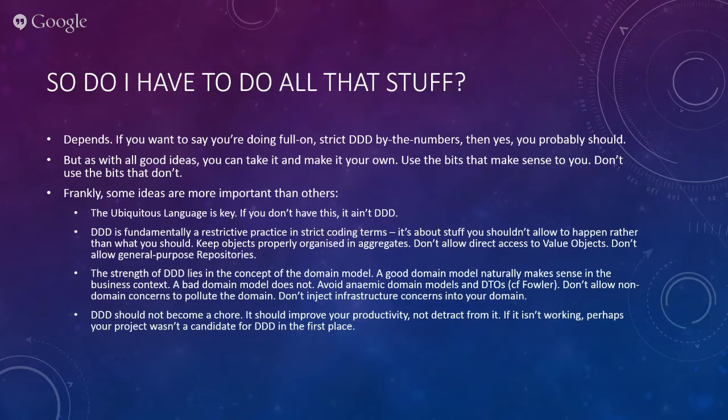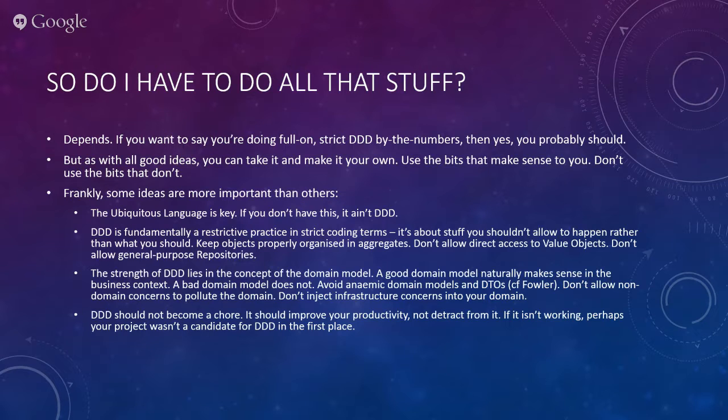So the question is, do you have to do all this stuff? And I think, yeah, if you want to say that I'm doing DDD as written in the Evans book, then yeah, you do. But, and this is the thing with Scrum and Agile, with all the great ideas, you can take it and make it your own. Use the bits you like. Don't use the bits you don't like. Evolve it. Some ideas in DDD are clearly more important than others. Ubiquitous language is key. If you don't have this, it's not DDD in any form.